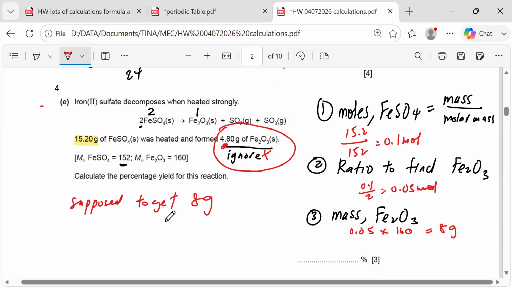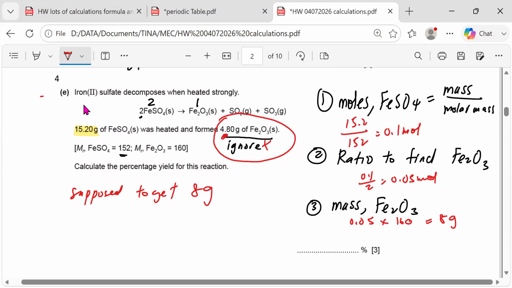You are supposed to pay me 8 ringgit. You only pay me 4.8 ringgit. So the percentage that you paid me is 4.8 over 8 ringgit times 100 equals 60%. Do you all understand now? Can you do it without me threatening you?